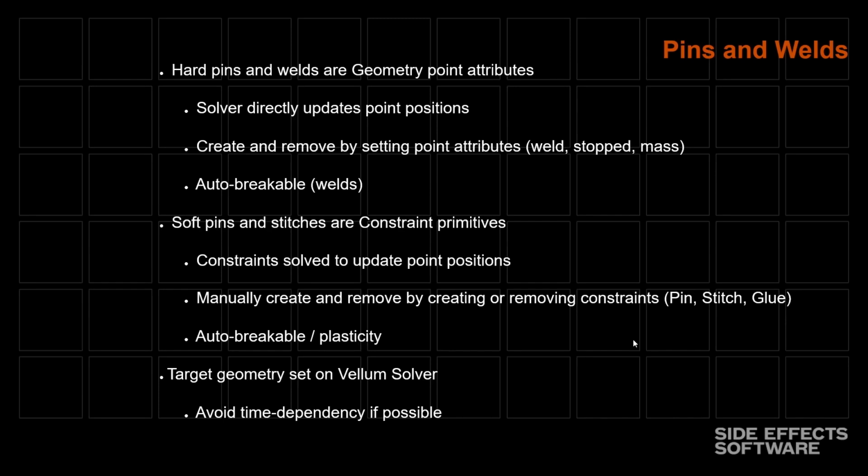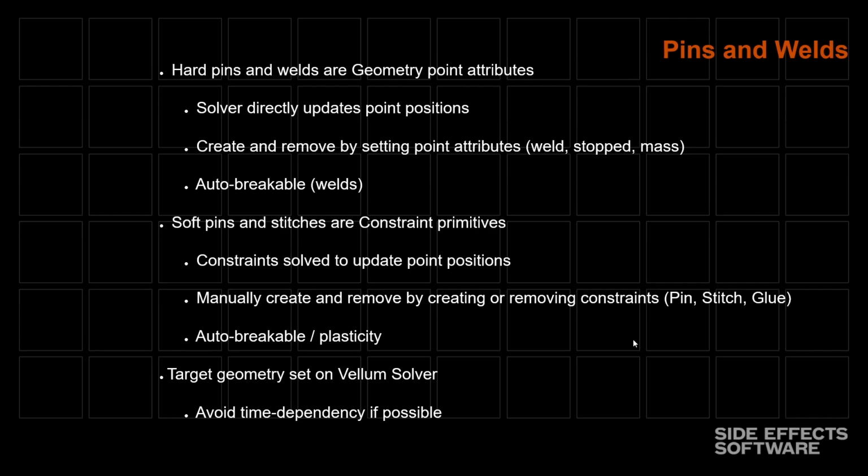Now that we've looked at the internals of the Vellum Solver, let's start looking at ways to control the geometry that it's solving. And one of the simplest ways of controlling that geometry is to pin it in place or to weld two pieces of geometry together. So welding, for instance, two pieces of cloth together. And in Vellum, there's really two different ways to do that. There's what we could consider hard pins and welds, and then there's soft pins and stitches.